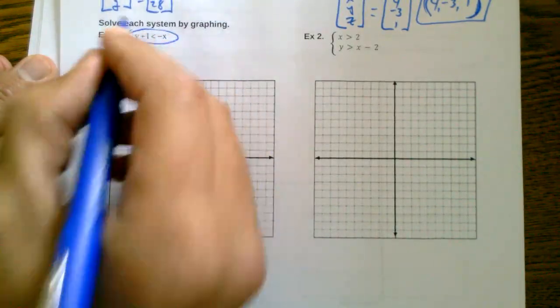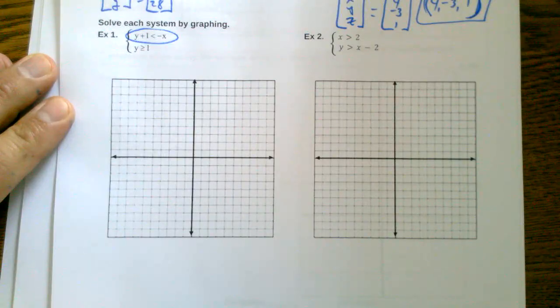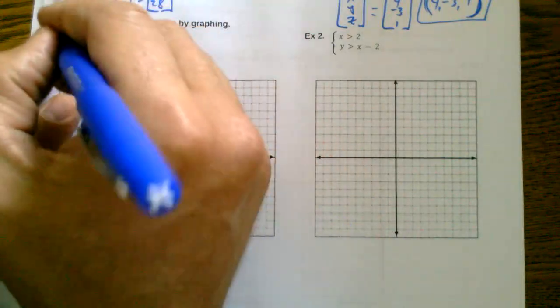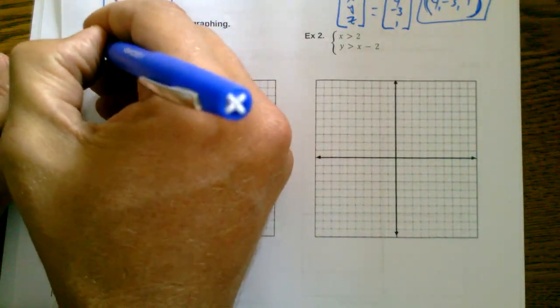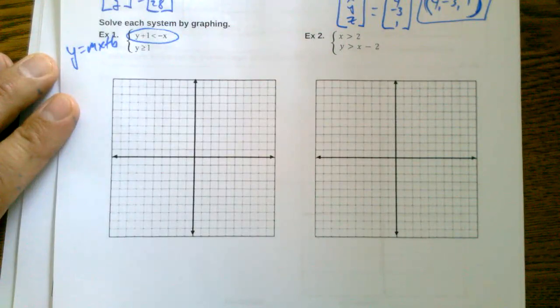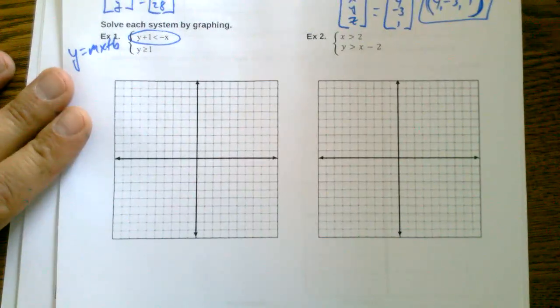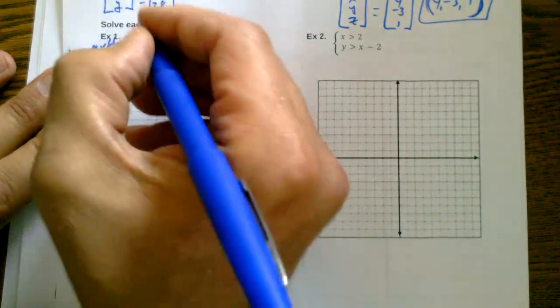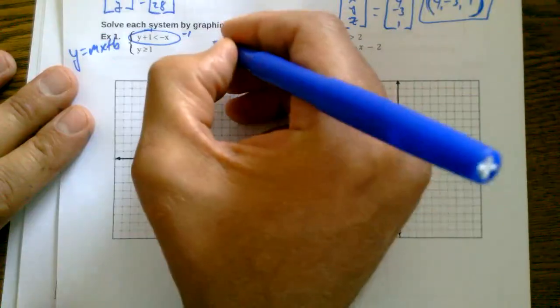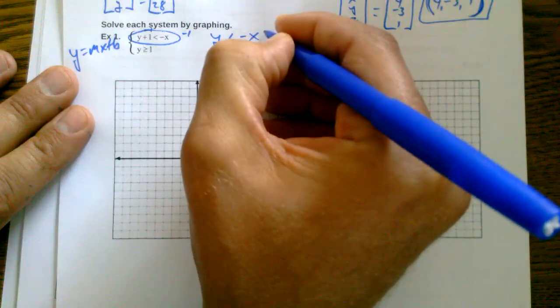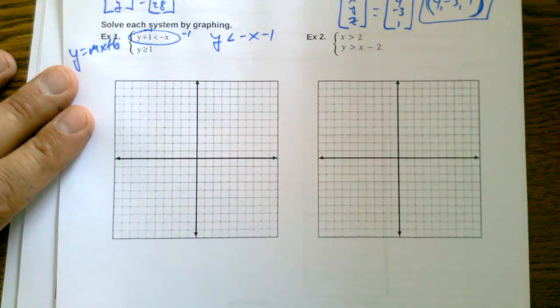So I'm going to do this one in blue here. So I've got y plus 1 is less than -x. So again, we're going to get y equals mx plus b. But instead of equals, it's going to be less than or greater than, less than or equal to, greater than or equal to. So to do that, I'm going to go ahead and subtract that 1 over. And if I rewrite it, I've got y is now less than negative x minus 1.